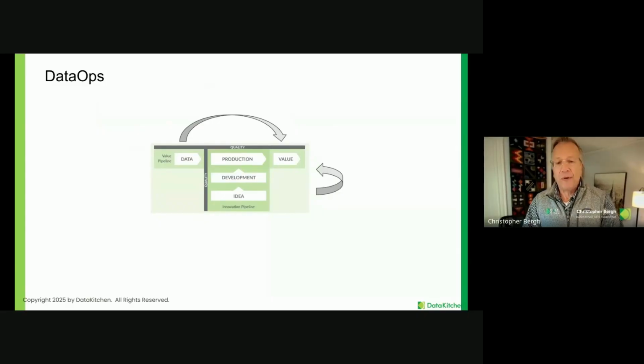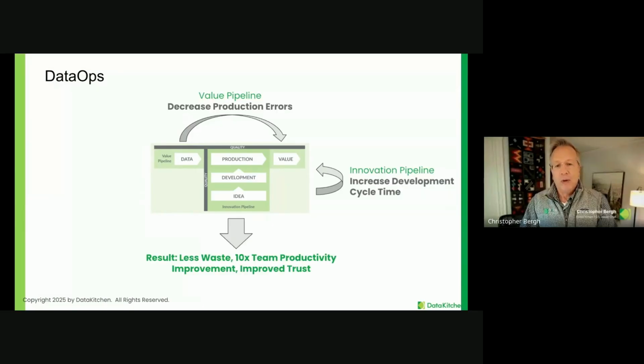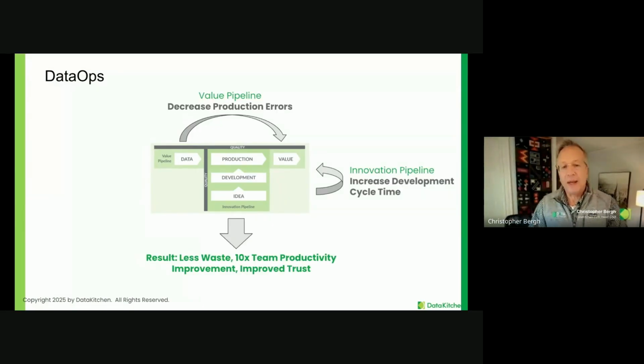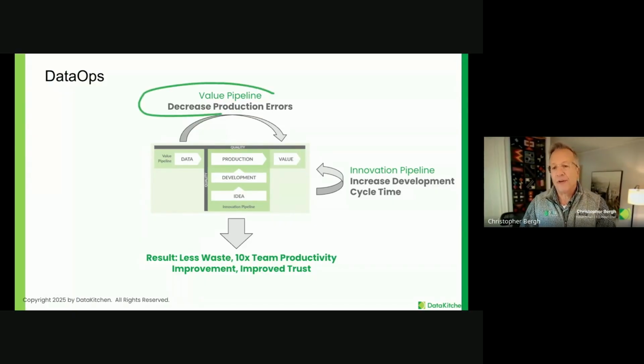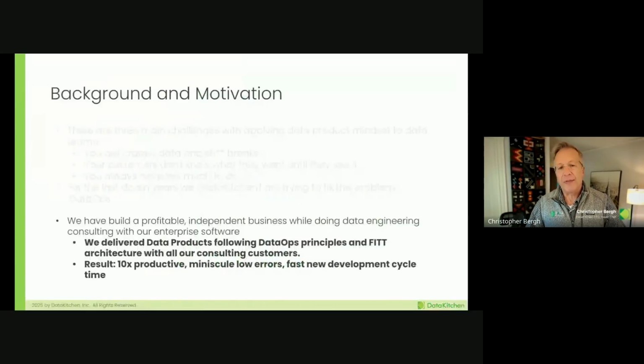DataOps focuses on the idea that there are two processes you have to focus on. One is your assembly line. Your data product has to be manufactured. That's what we call the value pipeline. And the other is that your data product has to be changed, the innovation pipeline. We think the goals are that with an assembly line, you want to decrease production errors, and you also want to increase the cycle time and the success rate of putting things into production. And the result of that is you just get a lot more productivity. That's thinking in a managerial way about DataOps.